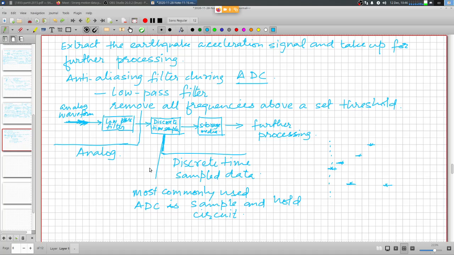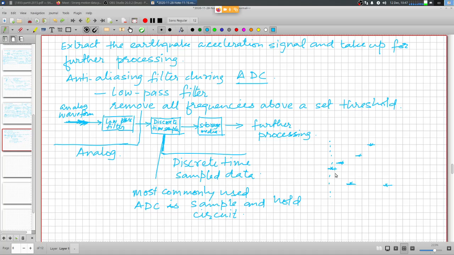So this analog filtering, the low pass filter, that is the anti-aliasing filter, and this analog to digital converter, that total system is what is known as the ADC module, and that is actually the most expensive part, apart from the sensor, of this complete accelerograph assembly.